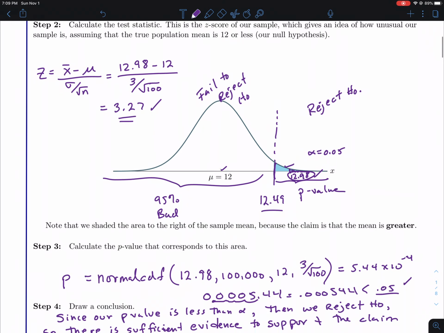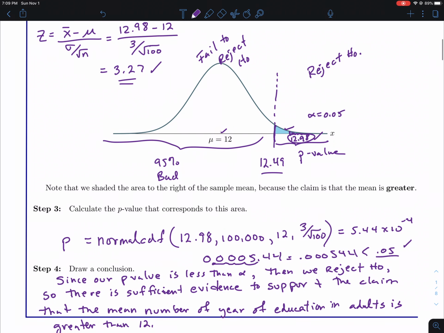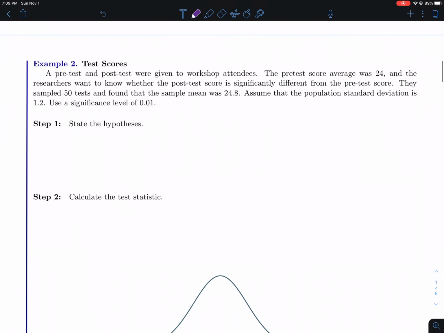So notice all we've done is the same stuff we just did for confidence intervals, and just use that to be able to evaluate our probability, use our probability against our alpha value, and then kind of went from there. All right, is that okay with everybody? All right, good. So let's look at the next example here, and then I've got a bunch for you guys to try.